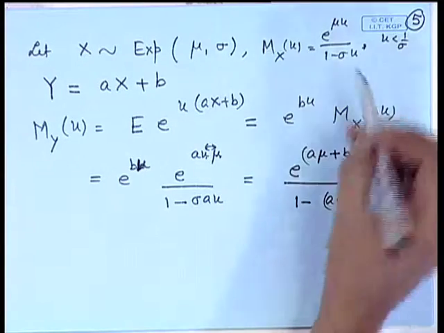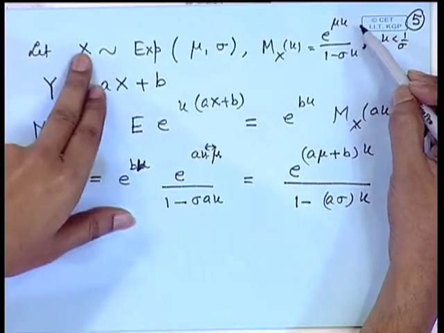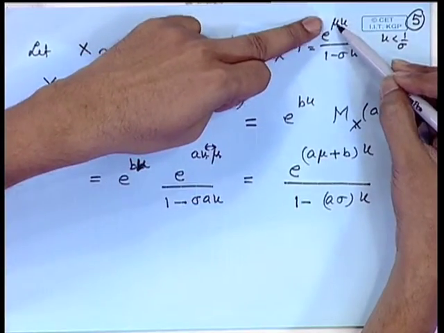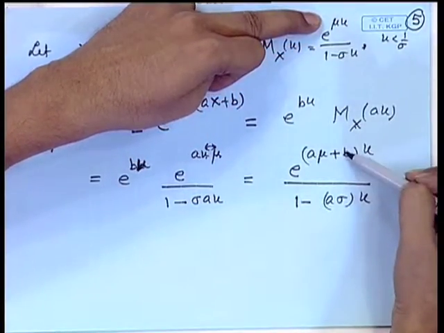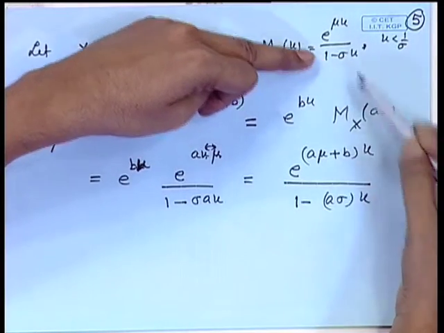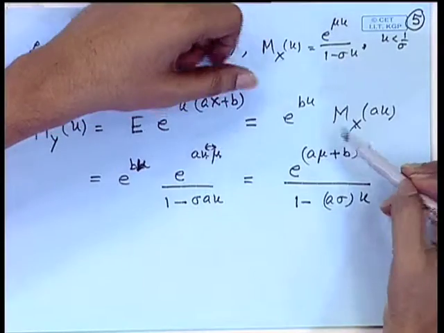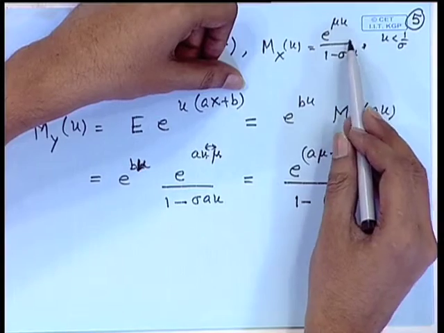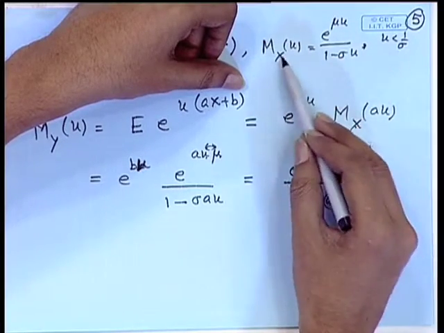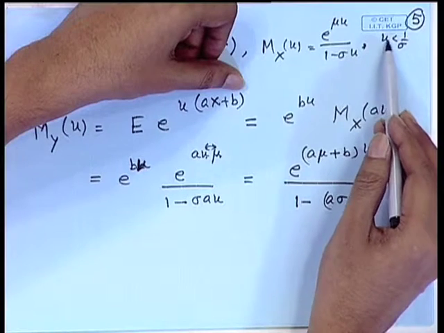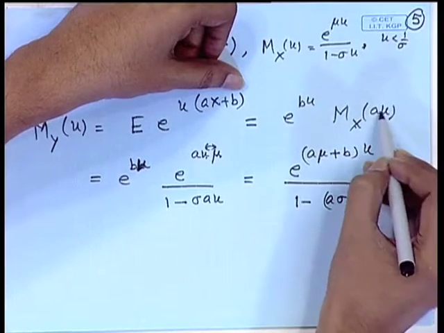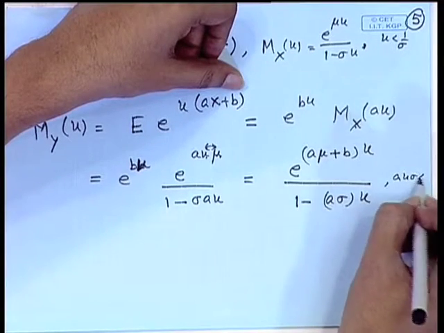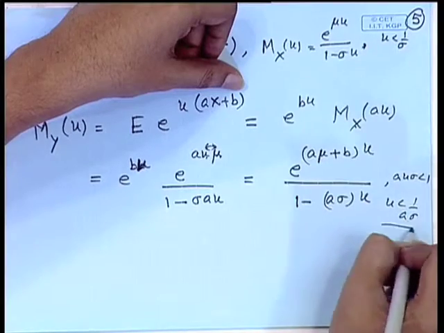Compare this with the term here, the moment generating function of x is e to the power mu u by 1 minus sigma u. So, here mu is replaced by A mu plus B and sigma is replaced by A sigma, the form is the same. At the same time, since we have replaced A u by u in the expression for m x, this expression was valid for u sigma less than 1. So, here A u sigma must be less than 1, that means u is less than 1 by A sigma.